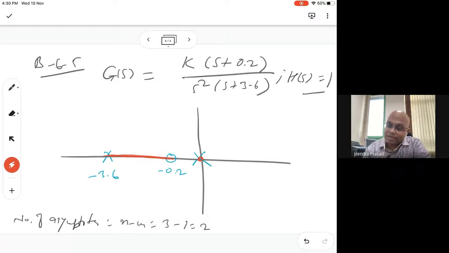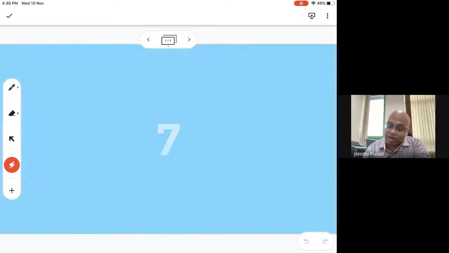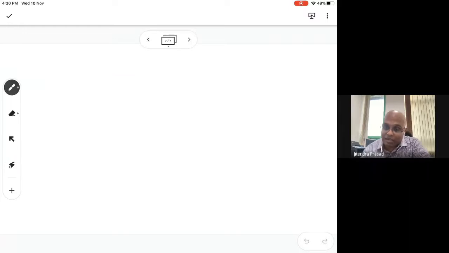Because the asymptotes try to be as far as possible from each other. If there is only one, as we know, it will go to minus infinity. If there are 2, then they will go vertically like this, and we can see also how it will go. We can find out the angle of asymptotes.